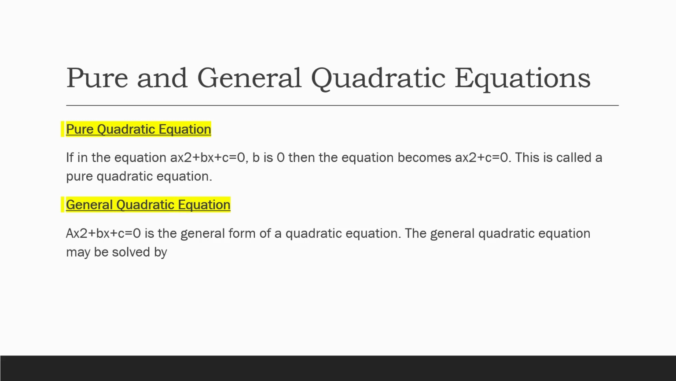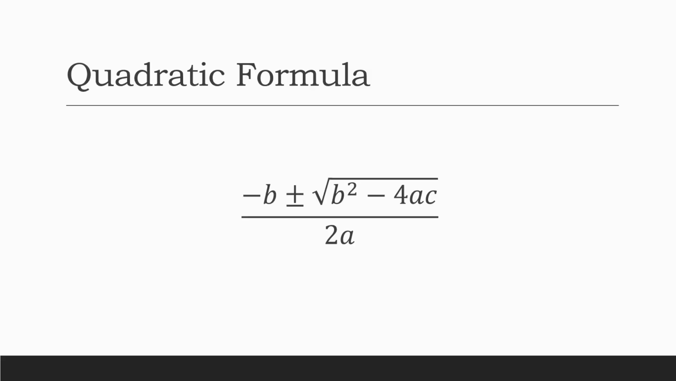And there are three methods to solve a general quadratic equation. Here we are going to discuss the quadratic formula method and how to find the value of x using the quadratic formula. The quadratic formula is minus b plus or minus root of b square minus 4ac, divided by 2a. That's the general quadratic formula.